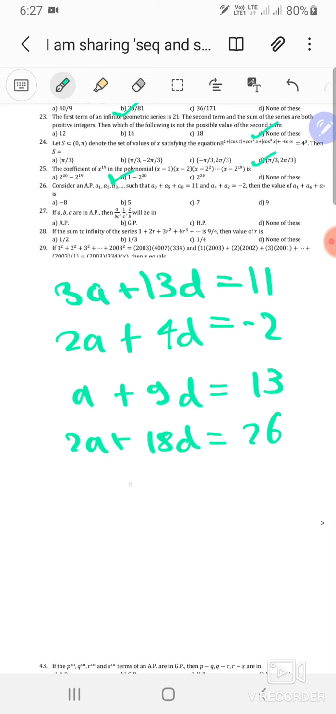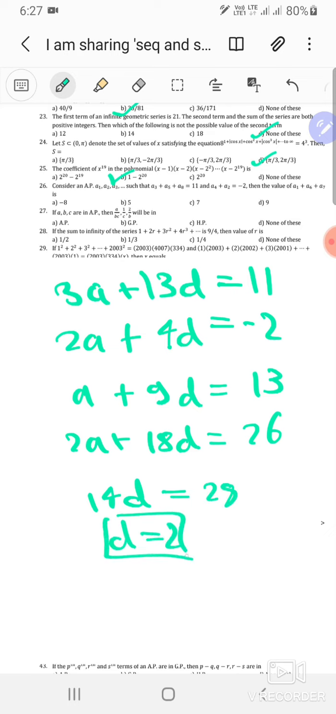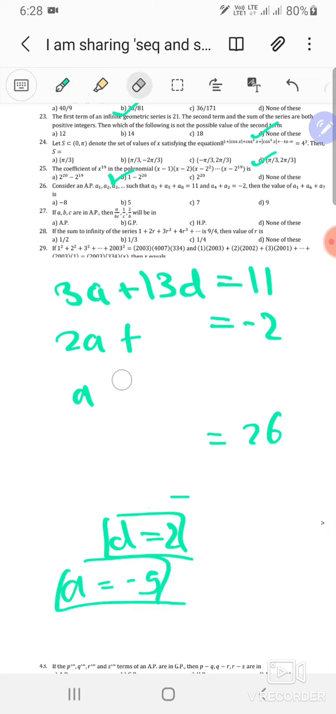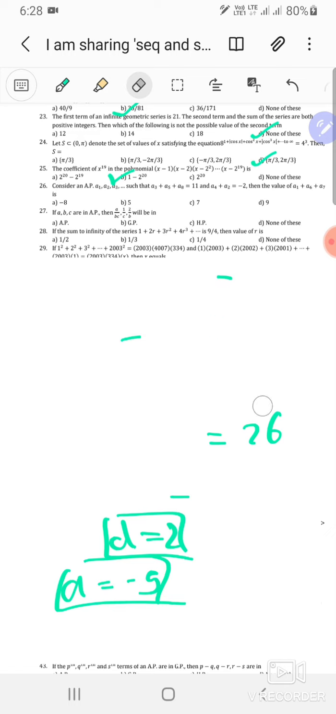So 18 minus 4, that has to be 14d, is equal to 26 minus of minus 2, which is just 28. So the difference d is equal to 2. Okay, let's plug it into some equations. Like a plus 18 equals 13, so a equals minus 5. So now we can find everything. We can find the values of a1, a6 and a7, no problem.